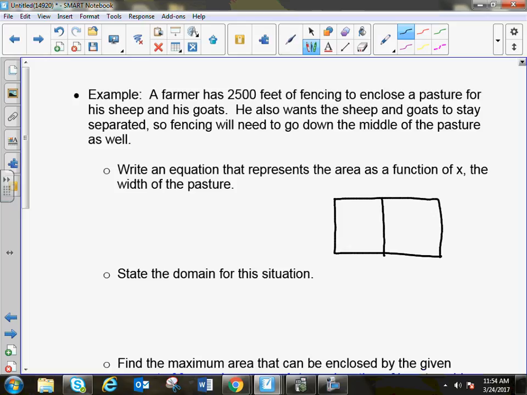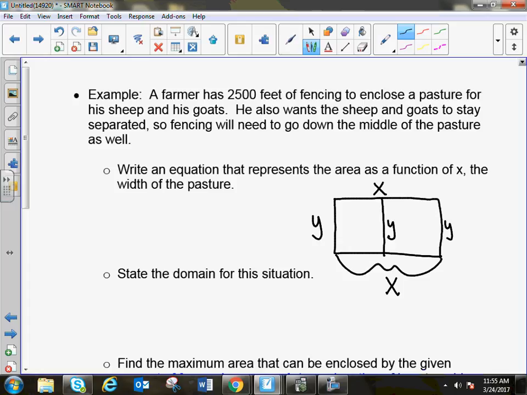This has x as the width of the pasture. Personally, I don't know what the width of the lake is, so I like to keep my x being the horizontal. Since x is our horizontal axis, I'm going to make that x. Y then would go in the vertical direction. And so just to label everything, that's how much fencing I would use.